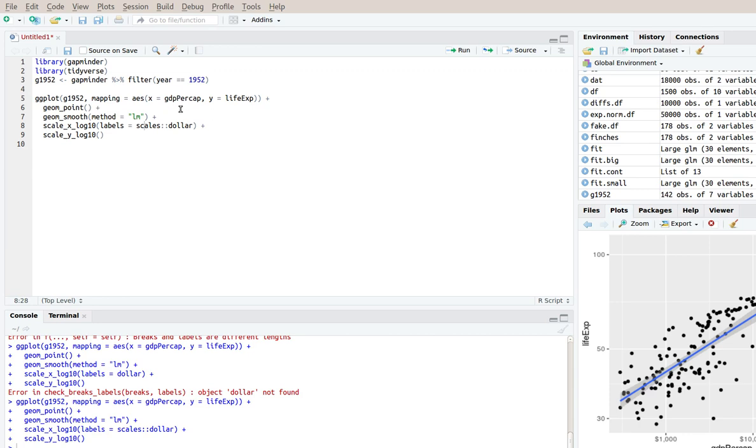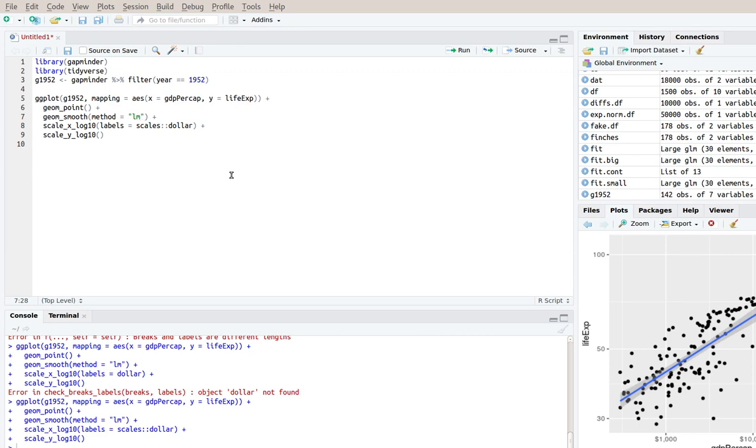The only thing to note here is we said mapping here, so that applies to both geom point and geom smooth. You could in principle specify a different mapping for geom point and geom smooth. Then you'd have to do this here or here. Okay.